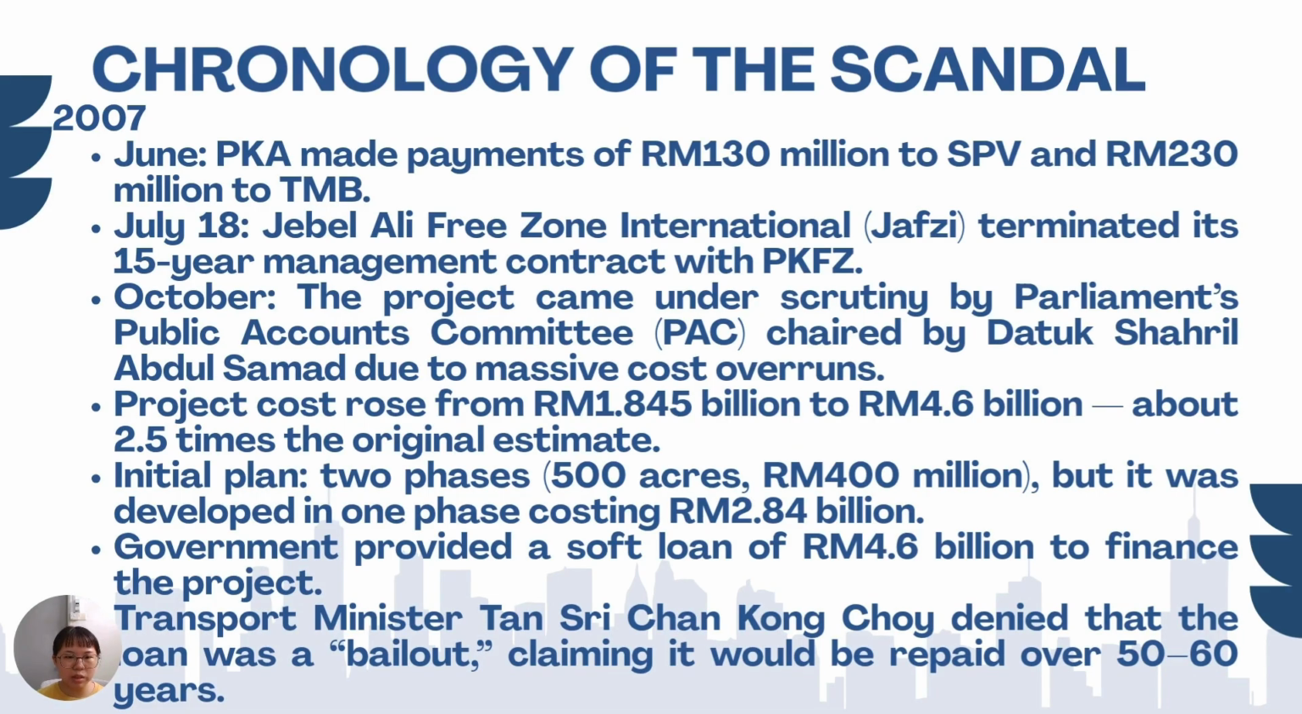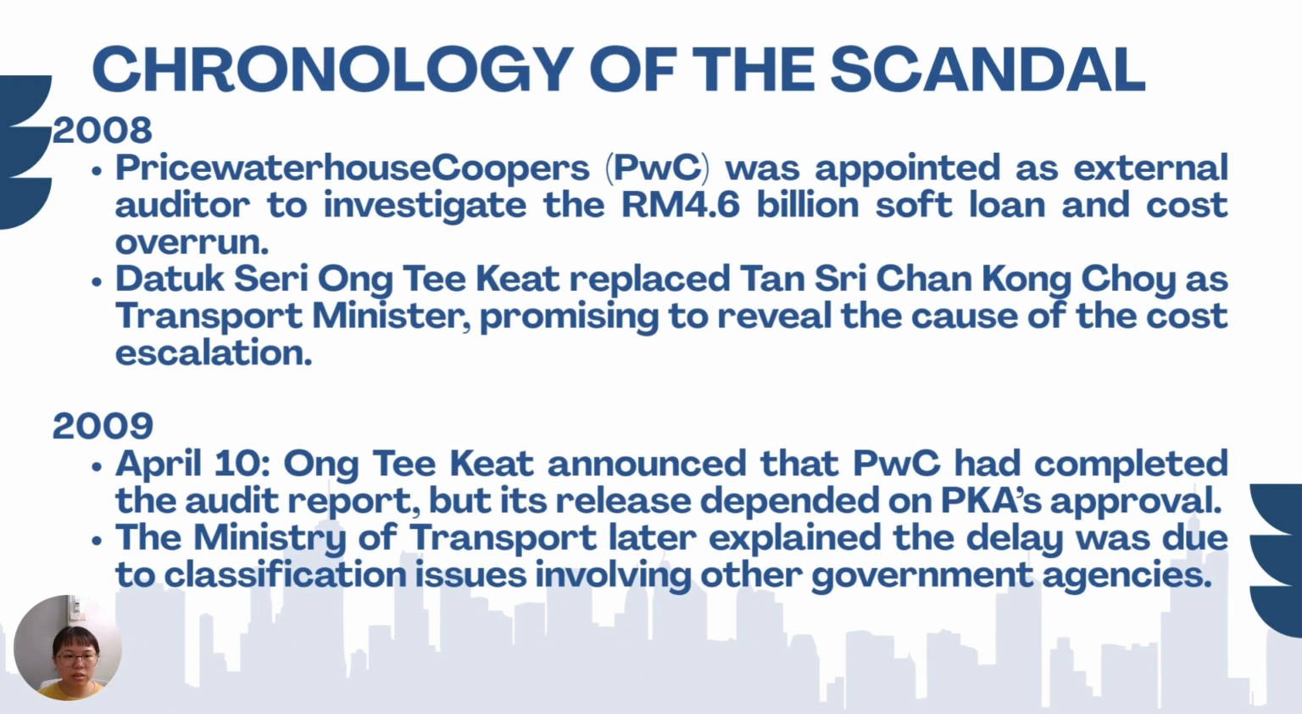The Public Accounts Committee began investigating because the project cost jumped from 1.845 billion ringgit to 4.6 billion ringgit. The government later provided a 4.6 billion ringgit soft loan. In 2008, PwC was hired to audit the project due to the huge cost overrun. The new Transport Minister promised transparency. In 2009, PwC completed the audit report, but its release was delayed because of government classification issues.